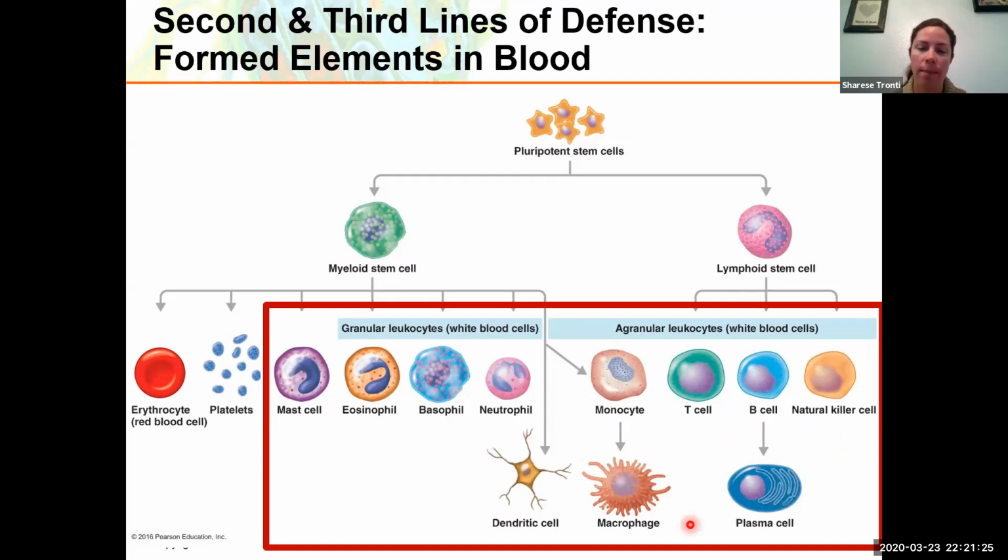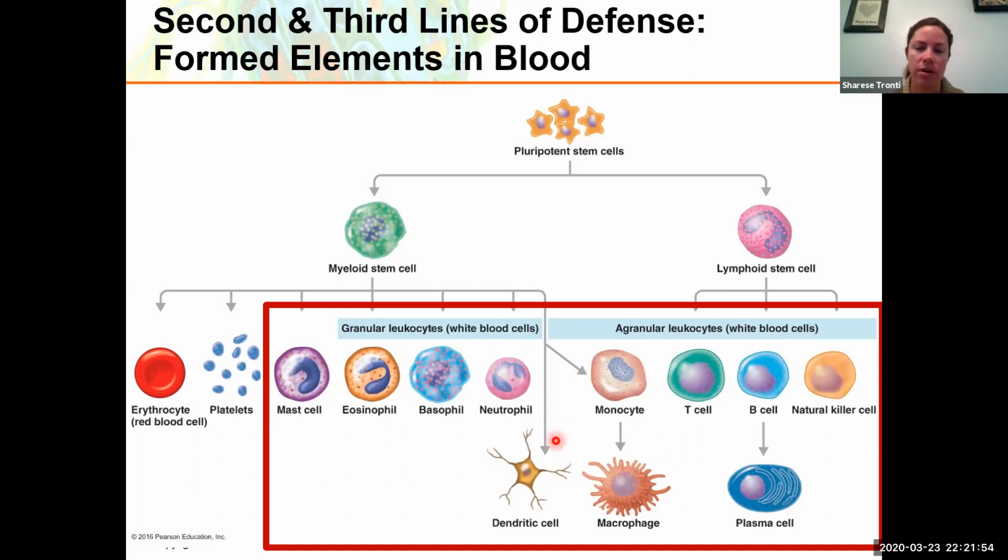Now, what we have down here are macrophages, and macrophages are just basically the same thing as monocytes. They're just more mature monocytes, and they've moved into the tissue, and that is where they will mature, and that's when we start to call them macrophages. But for the purpose of this class, you can mostly consider monocytes and macrophages to be the same thing.